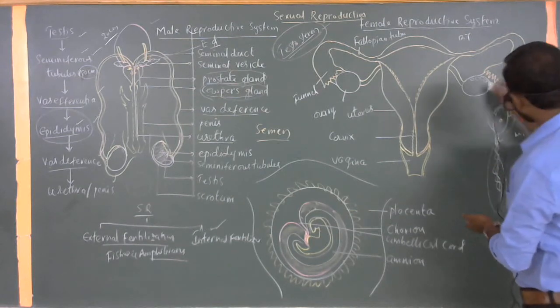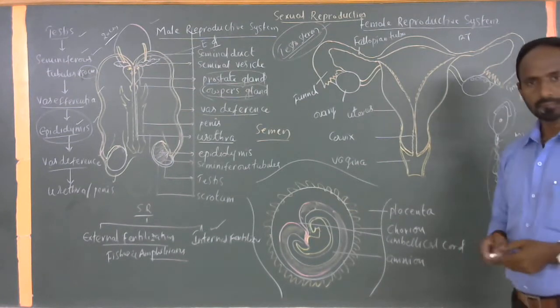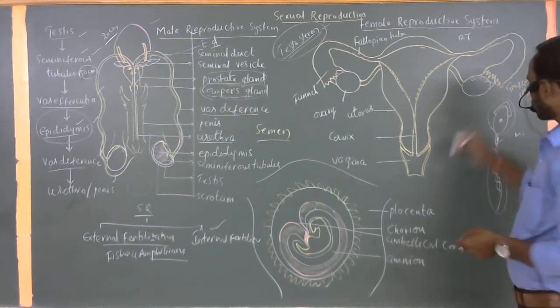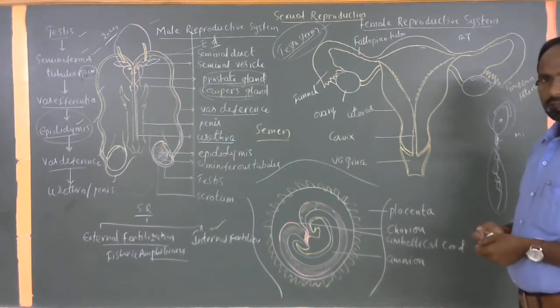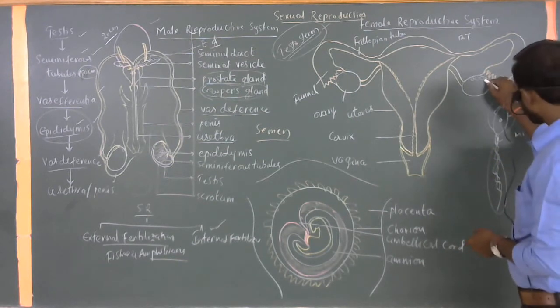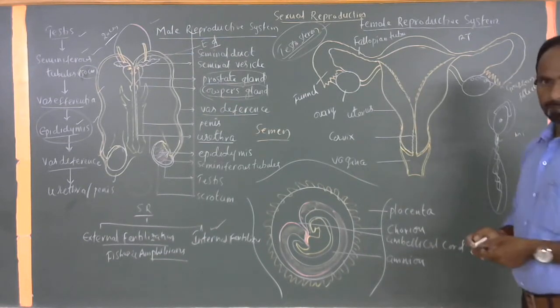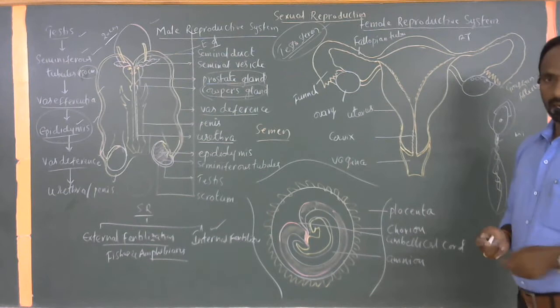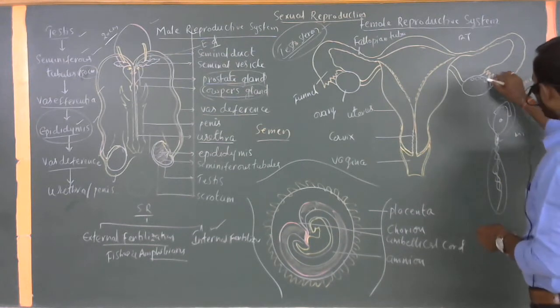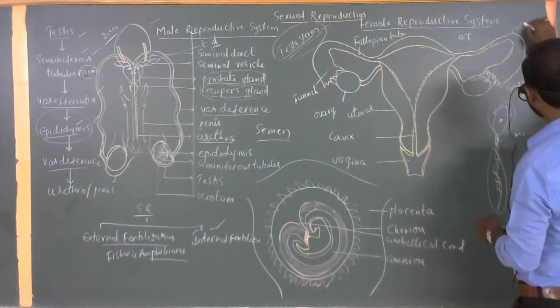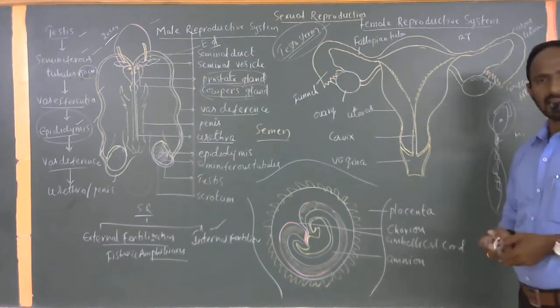Each and every Graafian follicle contains the egg cell. When the egg cell matures, along with the liquid-like portion, the Graafian follicle automatically ruptures. The ruptured Graafian follicle in the ovary is commonly called the corpus luteum.